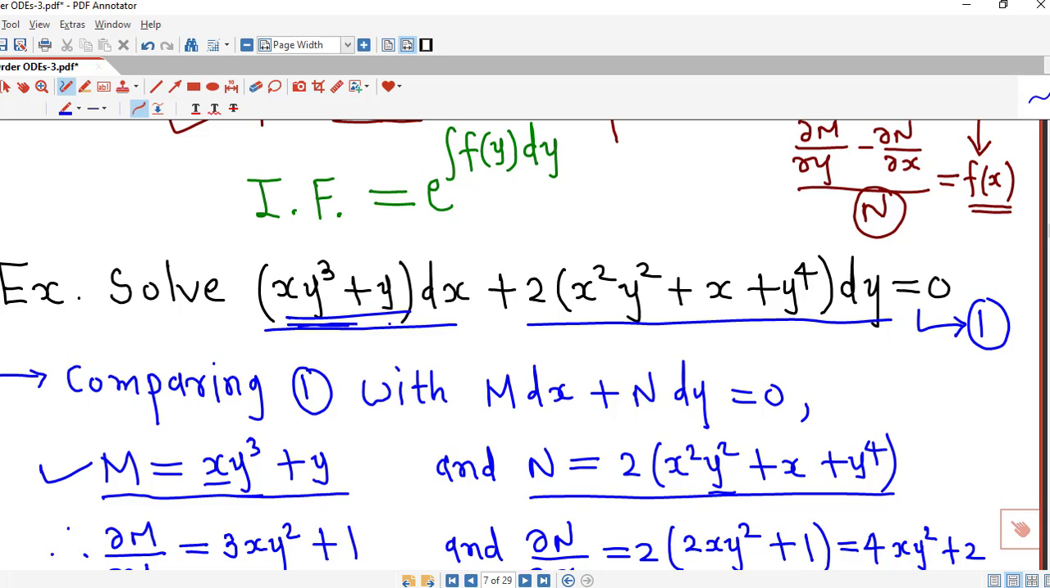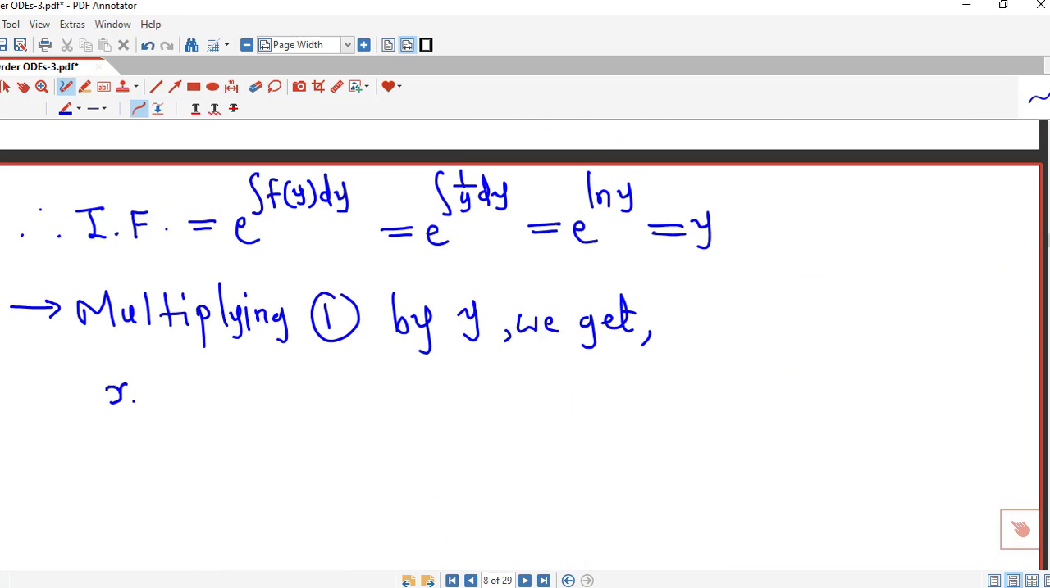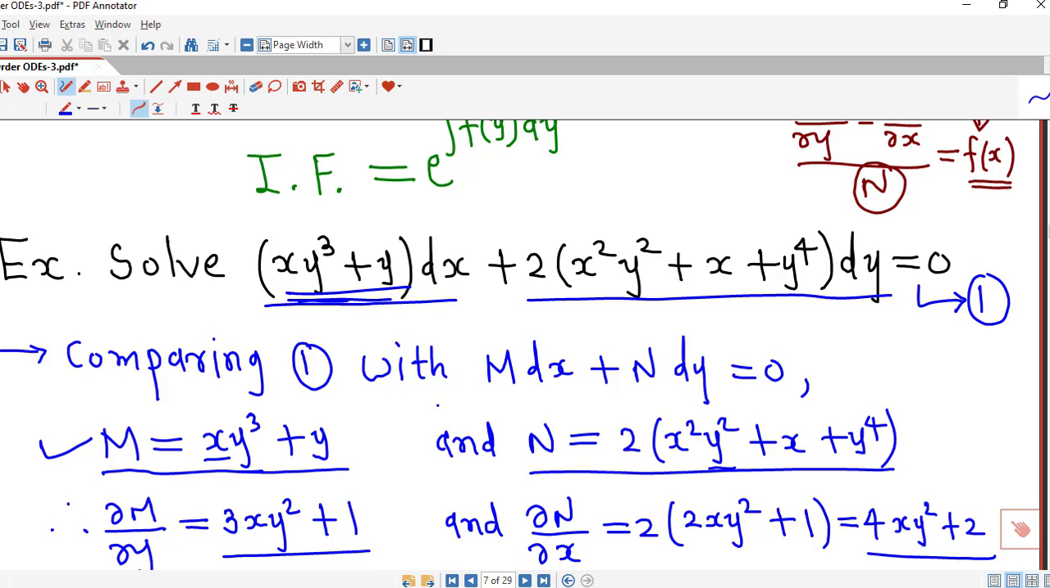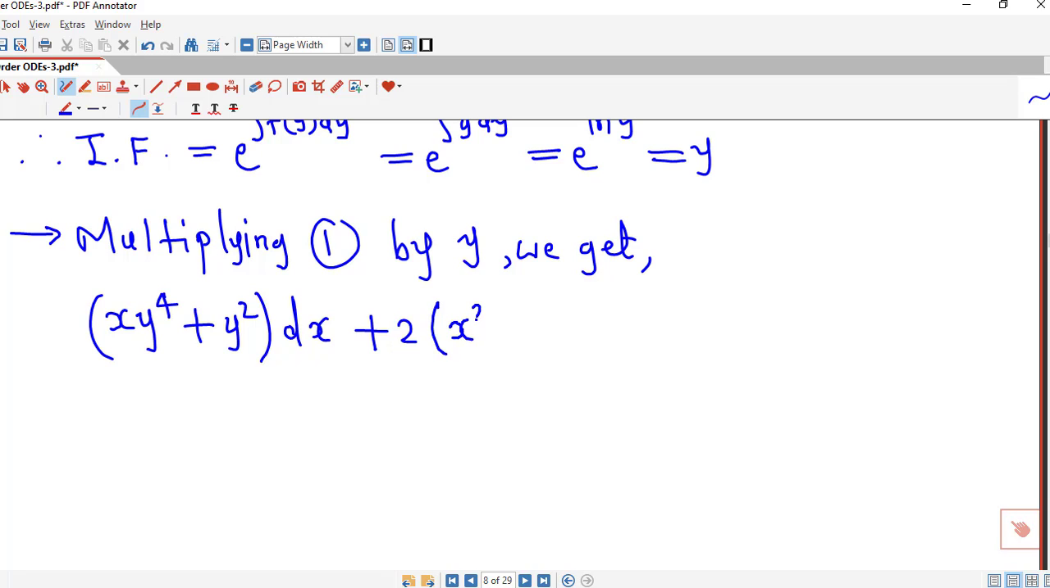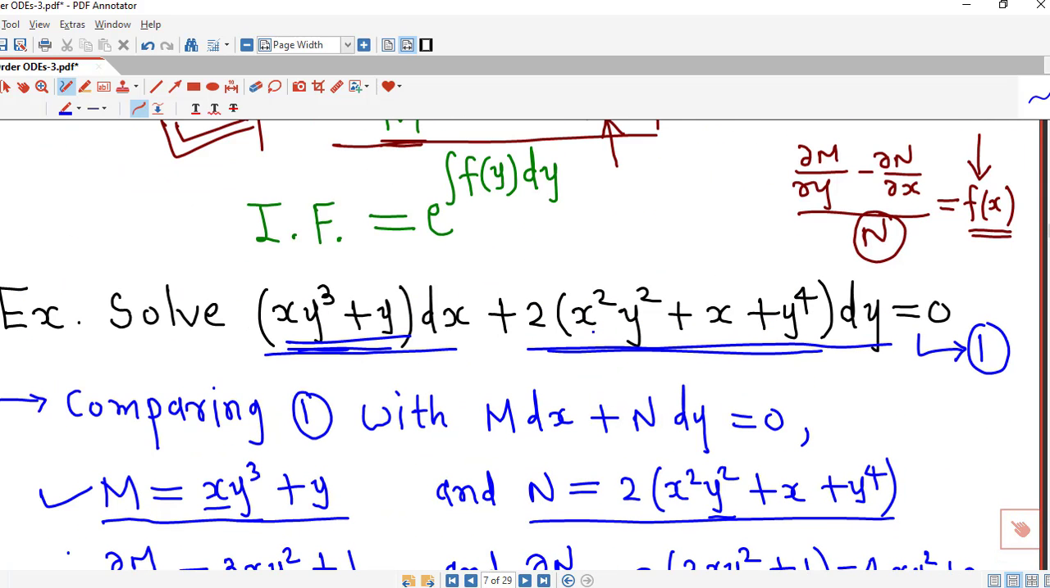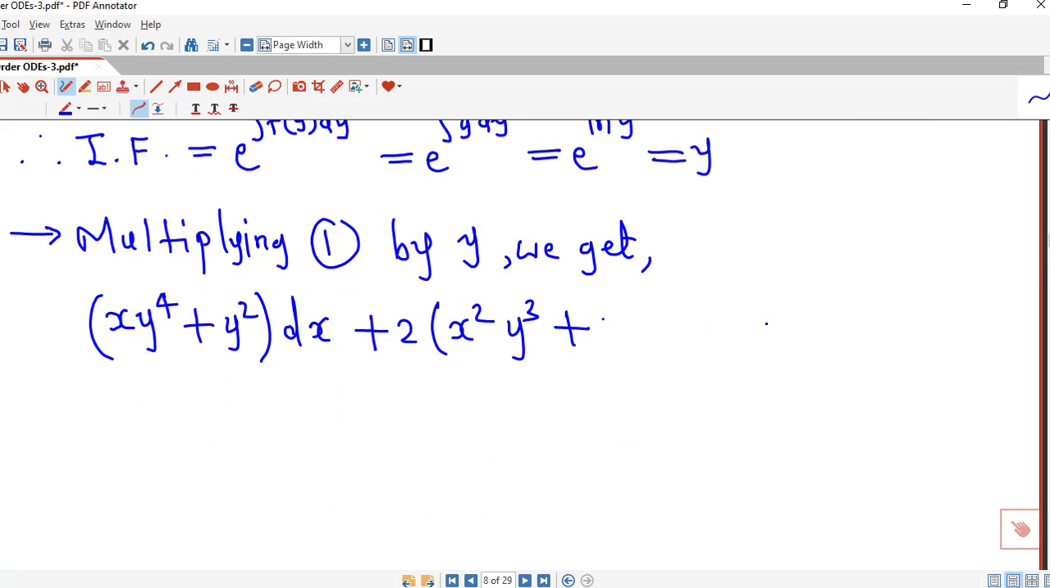So here if we multiply this by y, we have (x y raised to 4 plus y square) dx plus 2 times, here also each term is multiplied with y, so we have (x square y cube plus xy plus y raised to 5) dy equal to 0.